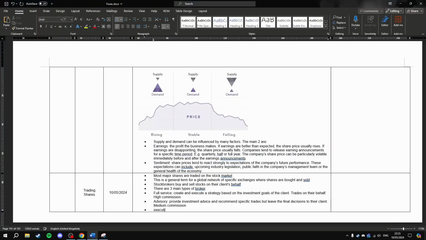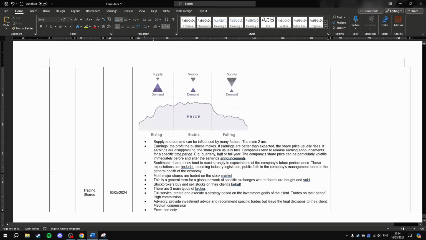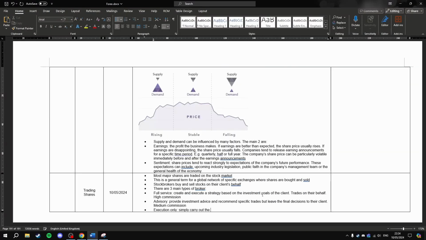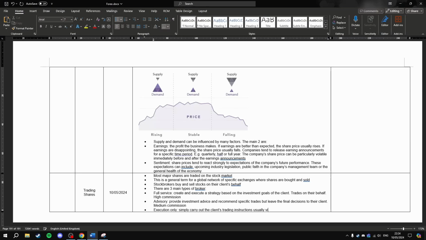Execution only. Simply carry out the client's trading instructions, usually via online platform. No advice given.